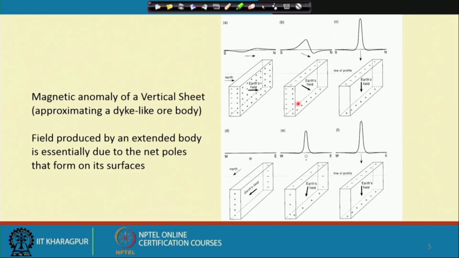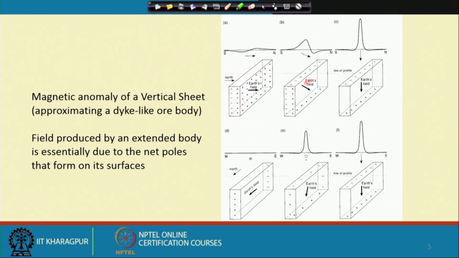And the ore bodies can always be approximated into some simple shapes. For example, previously we considered a spherical shape, and if the ore body happens to be a shape like a dike, here it is a vertical sheet, a dike like body, and the field which is produced by the extended body is essentially due to the net poles that form on its surfaces, like the way it has been shown here.